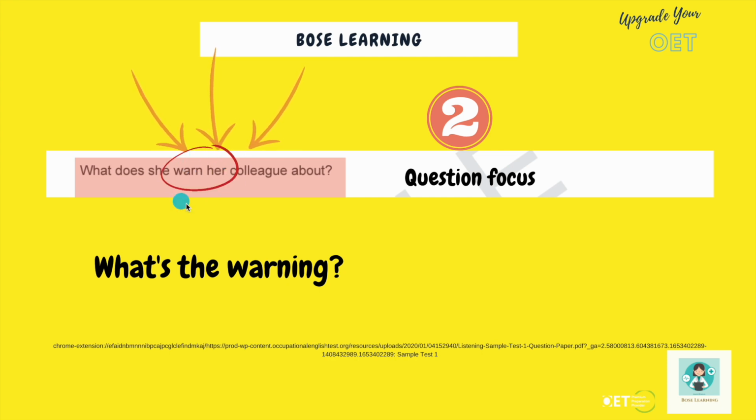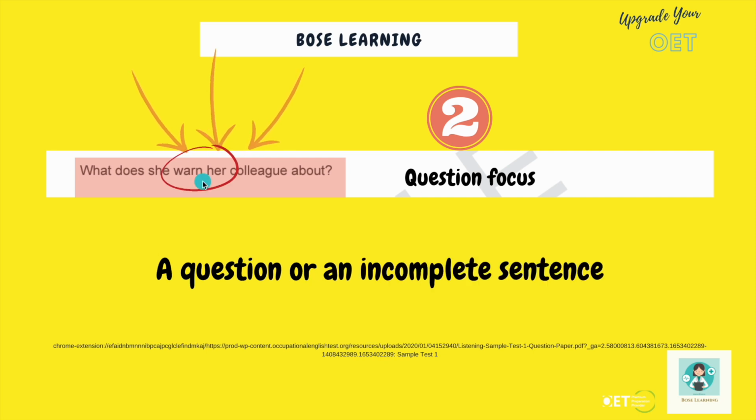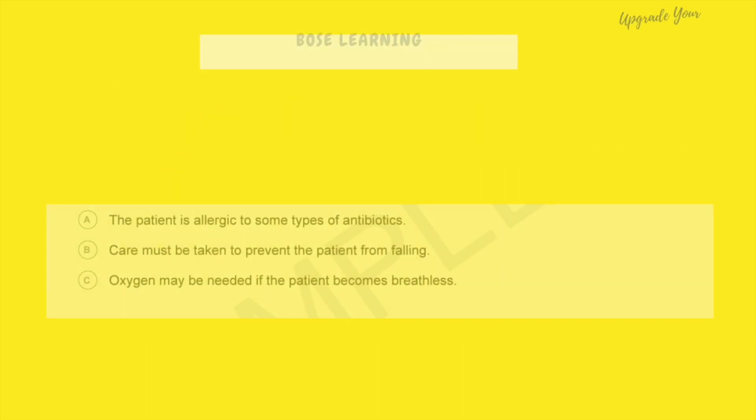So pay attention to this. There's a warning. You need to listen out for the warning. What's the warning? Question focus might be a question like this, or it might be an incomplete sentence. So it might be the beginning of a sentence and the options are the second half. You have to choose the best one.